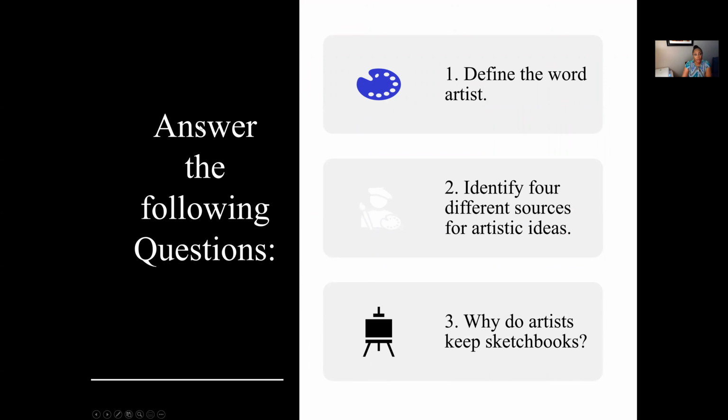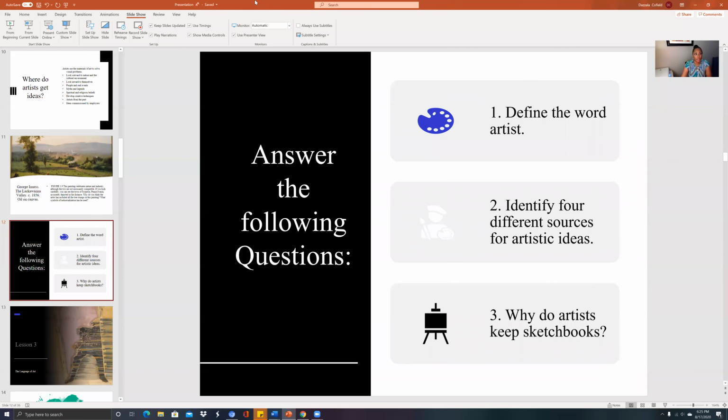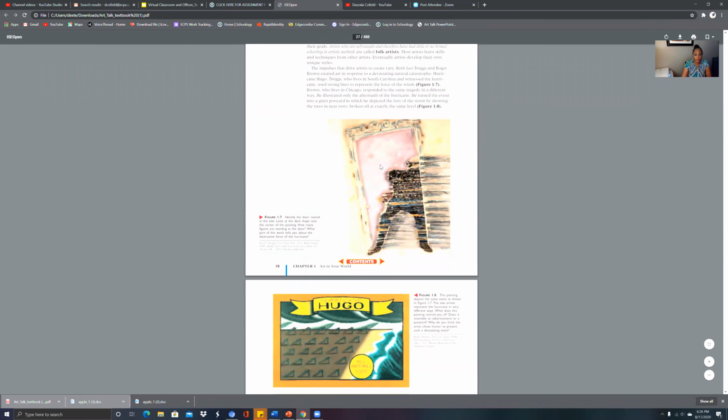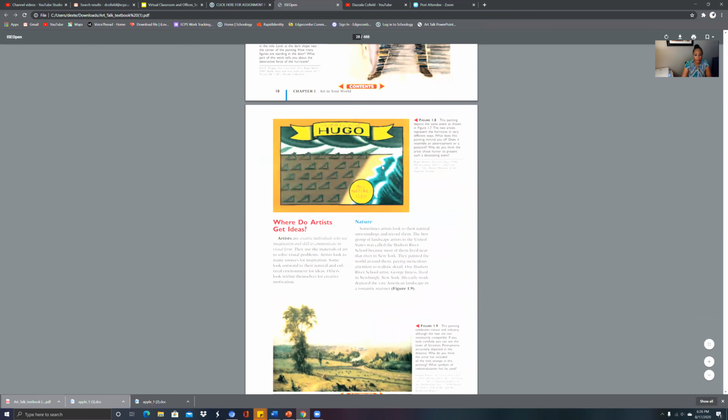So in this chapter, you're going to answer the following questions. Define the word artist. Identify 4 different sources for artistic ideas. And why do artists keep sketchbooks? That's the question. Why do they keep sketchbooks? So those are some things that you're going to ask yourself in this particular chapter.